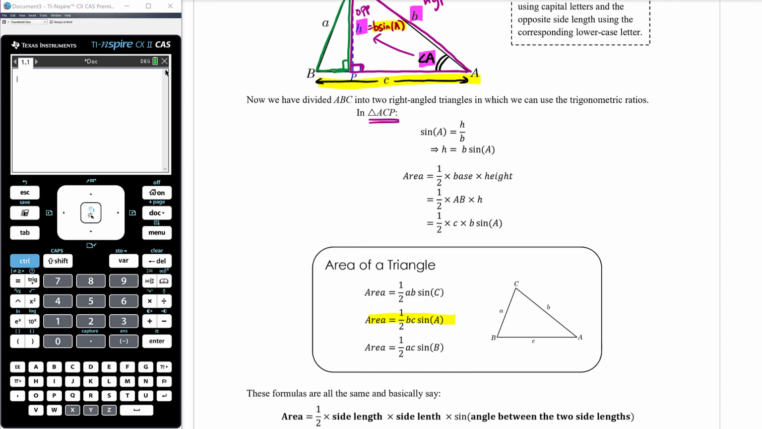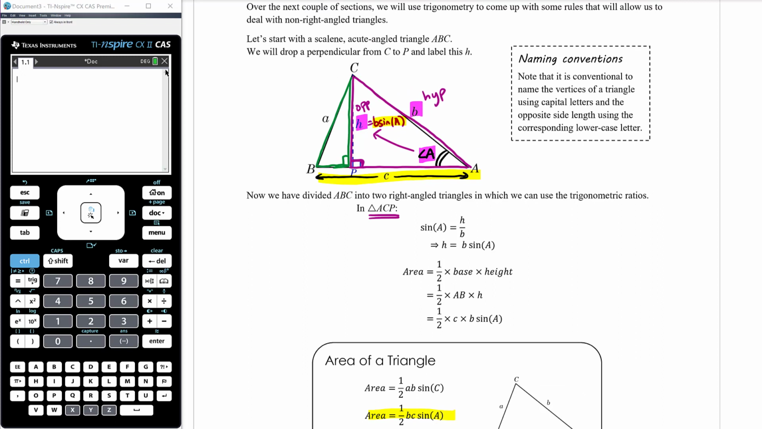Now the important thing is I could have labelled my triangle in a different order. If I had instead called this corner A and this one B and this one C, my formula would have turned out to be half AC times sine of B. If I had instead labelled this corner B, and this one A, and this one C, then my rule would have turned out to be half AB times sine of C.